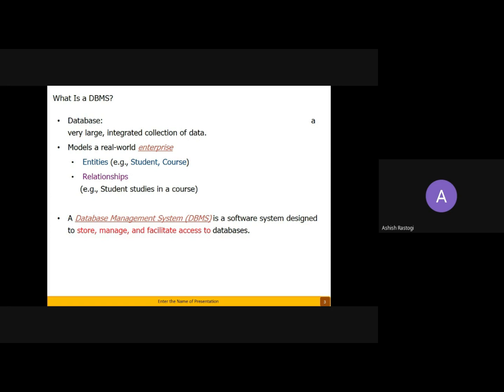The same here, how to manage our database. We have a particular software that is the management system, and it may be SQL Server, it may be Oracle, it may be DB2, it may be MySQL. So there are different software in the market that basically manage the database. So a database management system is a software system designed to store, manage, and facilitate access to the database. With the help of that database management system, you can access the data, manipulate the data, and store the data. So you can do these kinds of tasks on the database with the help of that software.